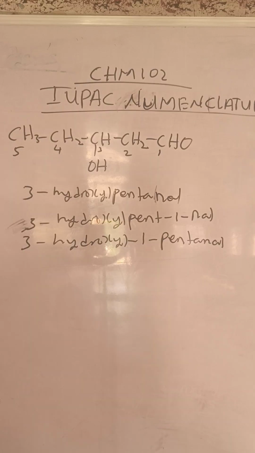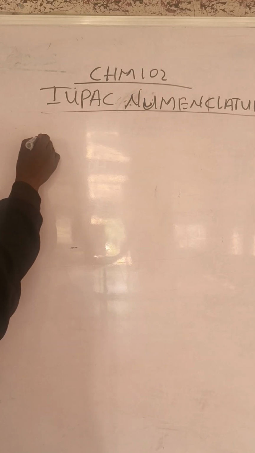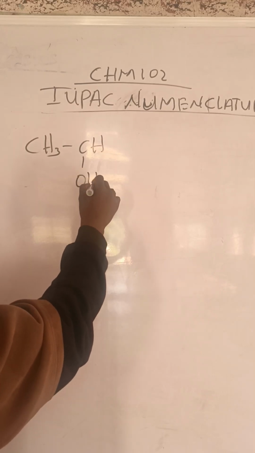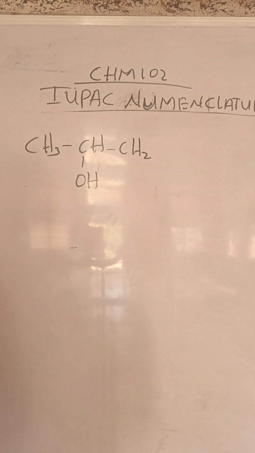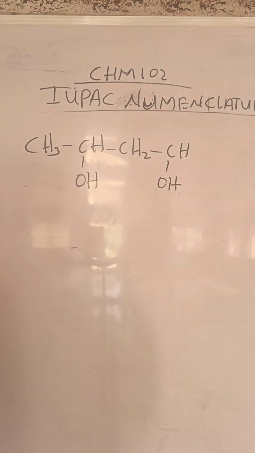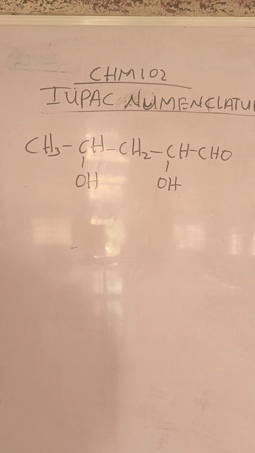Let's go to another example. We have another example. Okay, let's consider CH3, CHOH, then CH2, followed by CHOH again, then followed by CHO. You can see that this one is also alkana, and we have OH, which is substituent. How do we name this particular compound?